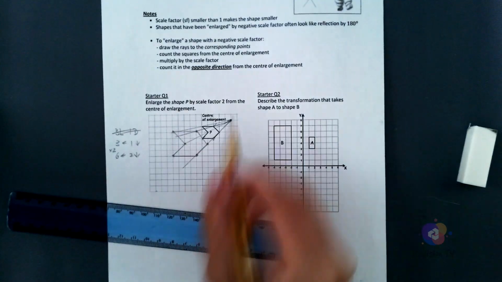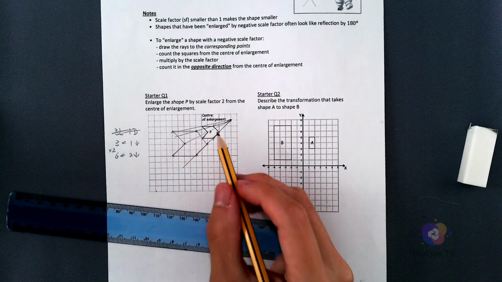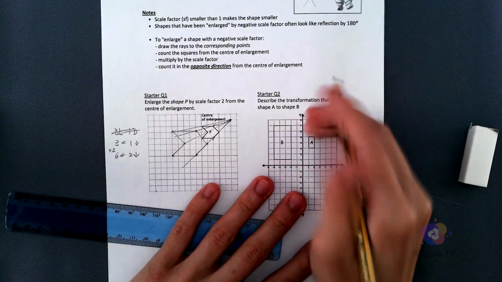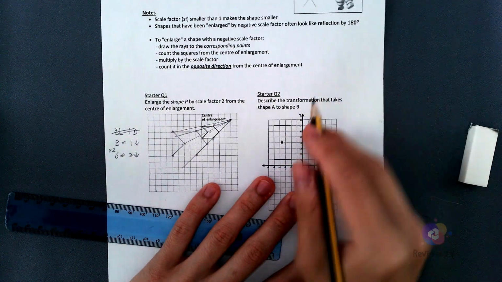So the main thing is to make sure you get the first point correct, I would say. Once you've got the first point correct, you can build it up from there. Next one, describe a transformation that takes shape A to shape B.